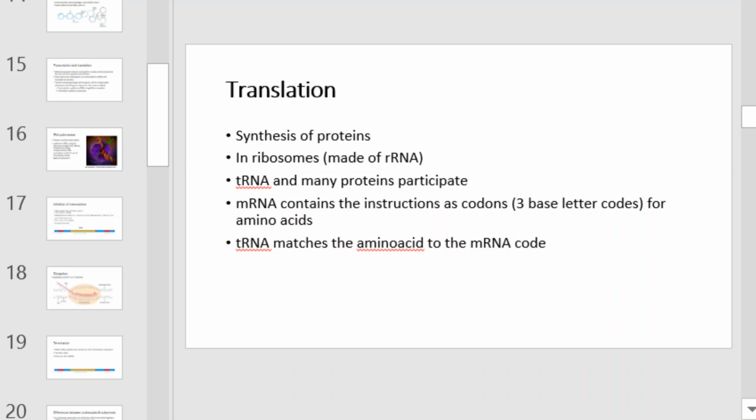Translation is the synthesis of proteins. This occurs in ribosomes, which are made of rRNA. tRNA and many other proteins participate in the process. mRNA contains the instructions in the form of a codon, or 3 base letter code for amino acids. tRNA must match to the mRNA codon and subsequently present the called for, or appropriate, amino acid in the sequence.